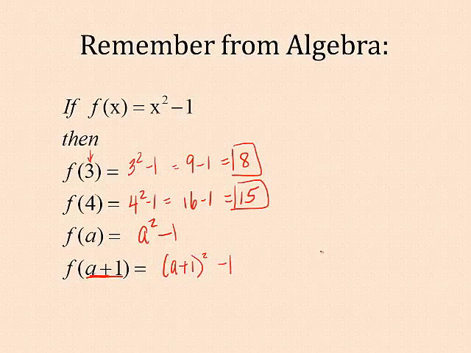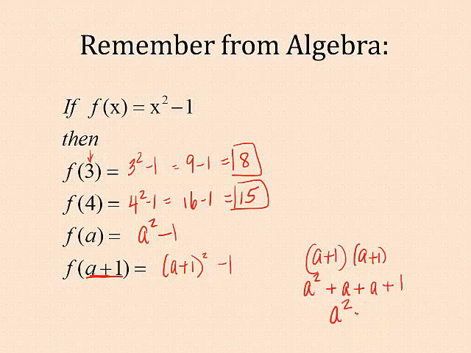And remember, a plus 1 squared is two binomials multiplied to one another. So you have to do box or FOIL. So if I do first terms, I get a squared. Outer terms, I get 1a. Inner terms, another 1a. Last terms, 1. So what I really have is a squared plus 2a plus 1.